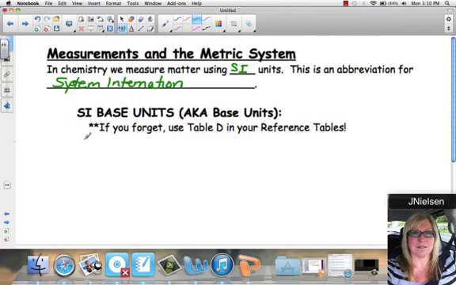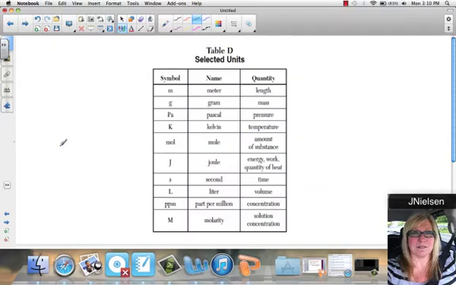So basically, we're talking about our metric base units. You have these listed in your reference table on table D. So the first one is M for meter, you know that measures length, G for gram, it measures mass. Some of the other ones that we are going to use are listed here. You do not have to memorize them. It tells you the symbol, and it tells you the name, and it tells you what it measures. Today we're going to work with the metric system, and we're going to be converting between different lengths.